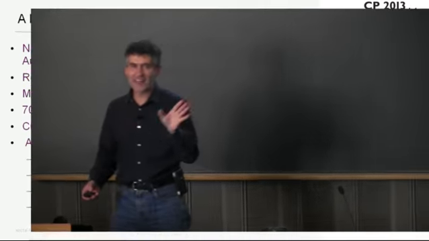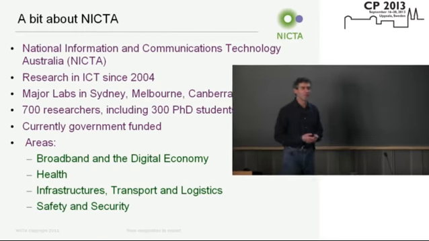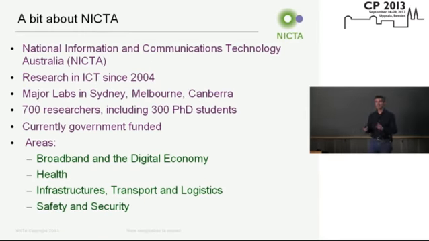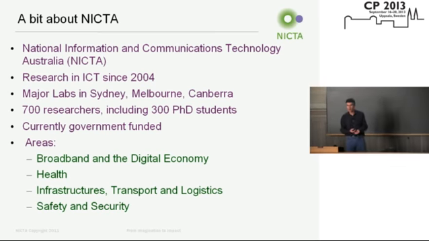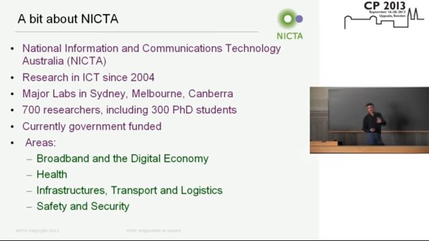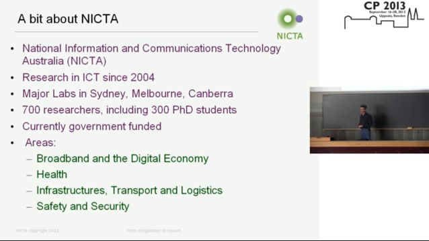I thought I'd start off with a bit about NICTA. We're a relatively new organisation, and we really want people to know who we are and what we do. So this is who we are and what we do. We've only been around since 2004, but we have labs in 3 of the major cities of Australia. We're up to 700 researchers if you count our PhD students as well. So it's about 300 PhDs, 400 researchers in the organisation now.